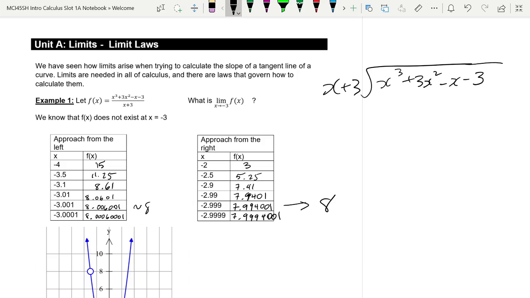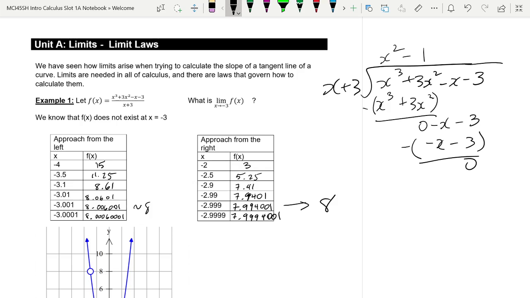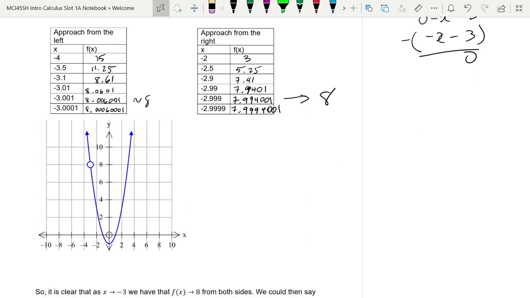Well, x times x squared is x cubed, and then plus 3x squared, and that's not going to have a remainder. So I bring down minus x, and I bring down minus 3, and I go minus 1, makes that minus x and minus 3, and look at that. So I actually can divide this and say that it equals x squared minus 1, which makes sense because look at the graph. That's very definitely x squared minus 1.